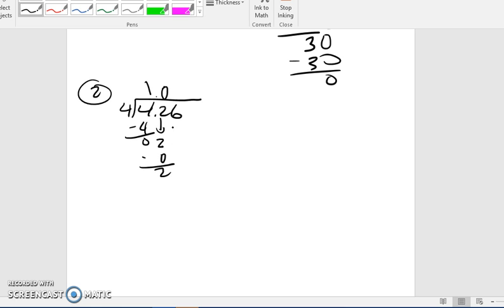We subtract. We bring down the next number. How many groups of 4 can you take out of 26? 7 of them. No, that's 28, so it's got to be 6 of them. So 6 times 4 is 24. Subtract, I get a 2.